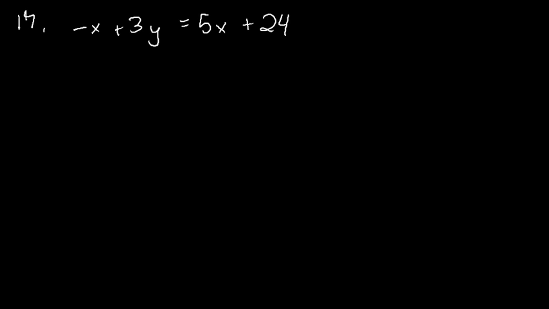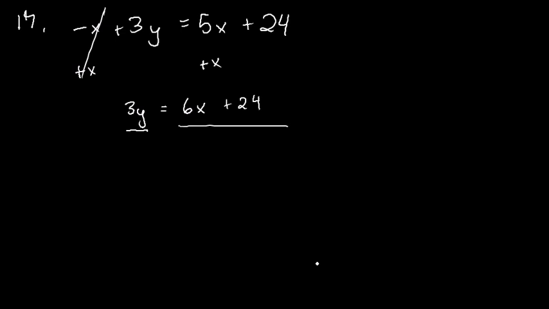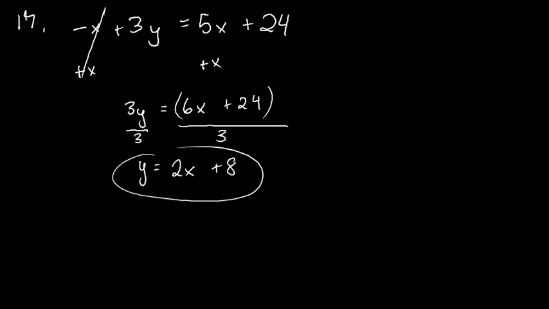17 and 18 are going to be similar, so attempt those, pause the video, and then play it once you have the solution to see if you did it correctly. So for this one, I'm going to go ahead and add my x's to both sides. That'll cancel that out. 3y equals 6x plus 24. And then I can go ahead and divide. What you do to one side, you have to do to the entire other side. So if I divide by 3, I need to divide everything by 3. So I get y, and I can leave it like that, but it would reduce. So 6 divided by 3 gives me a 2x, and 24 divided by 3 gives me a plus 8. So my one answer should be y equals 2x plus 8.